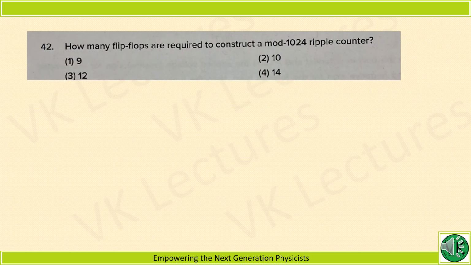How many flip-flops are required to construct a mod 1024 ripple counter? The answer is 10.